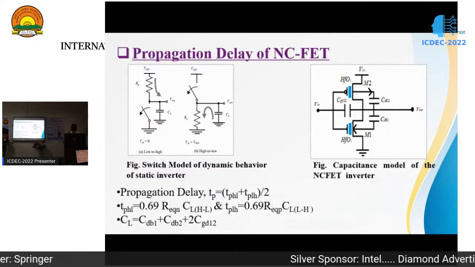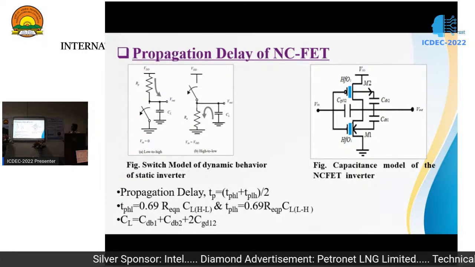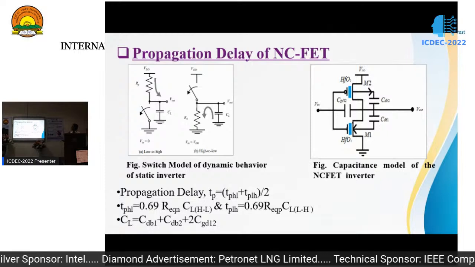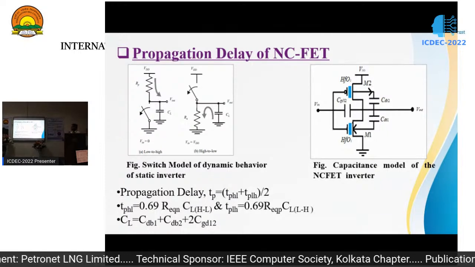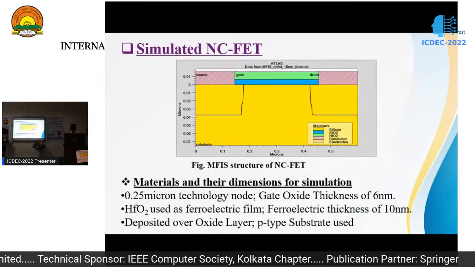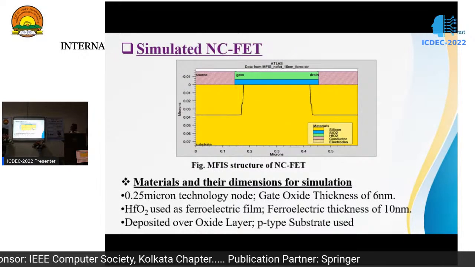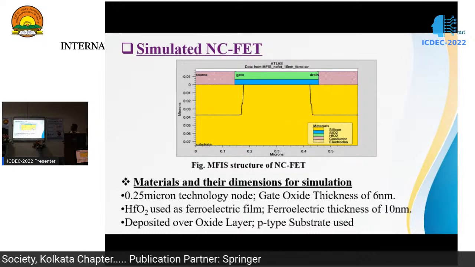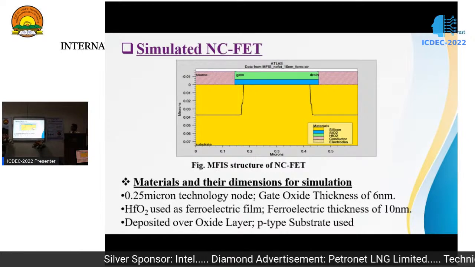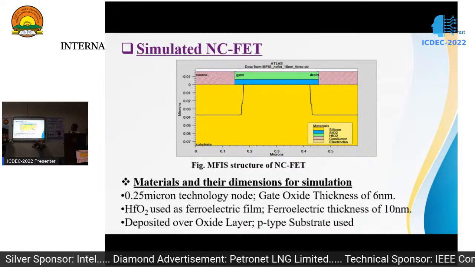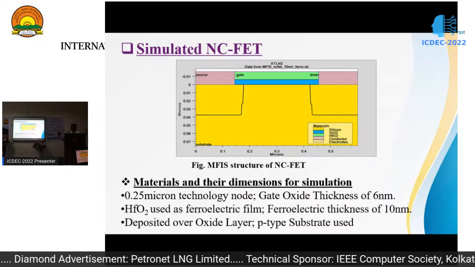This load capacitance can be derived from this capacitance model of the NCFET, and this model accounts for all the passive capacitances, including gate capacitance, junction capacitance, drain to ground capacitance, etc. Now here we have simulated NCFET. Here we have used a 0.25 micron technology node and gate oxide thickness of 6 nanometer, and we have used hafnium oxide as a ferroelectric film, with the thickness of the ferroelectric being 10 nanometer. And the substrate is p-type.